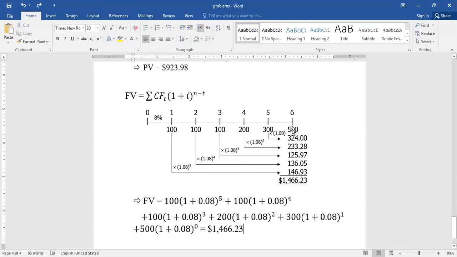And my last payment, I leave it as it is. Why? It's going to remain 500 because 500 times 1 plus i to the power n minus t, n being 6 and t also being 6, so anything to the power 0 is 1. So I add 500 here. In the end, I receive $500 at year 6. Its future value is 500. So when I sum up all the future values of these cash payments, I get the future value of this whole investment, which is going to be $1,466.23.